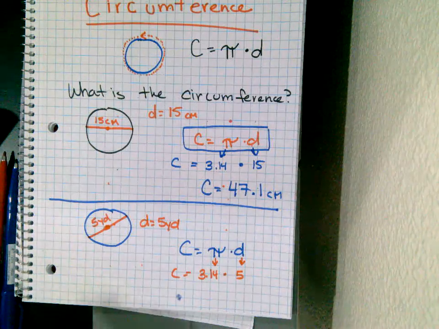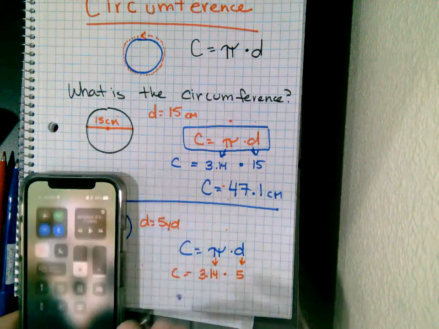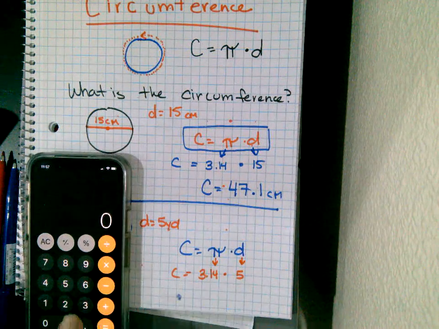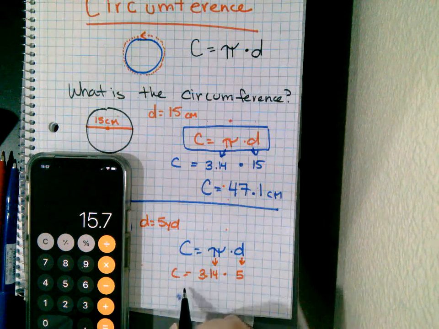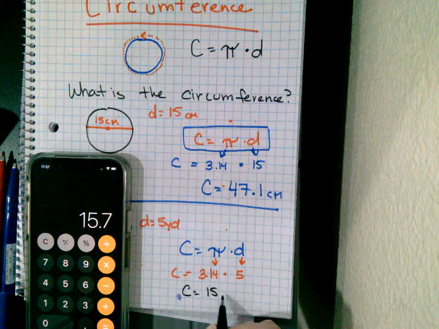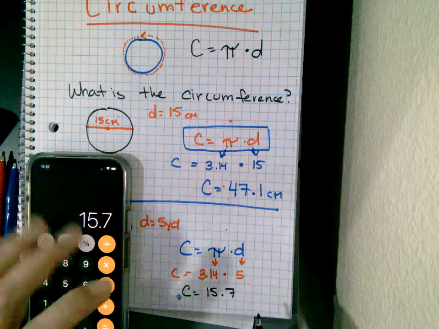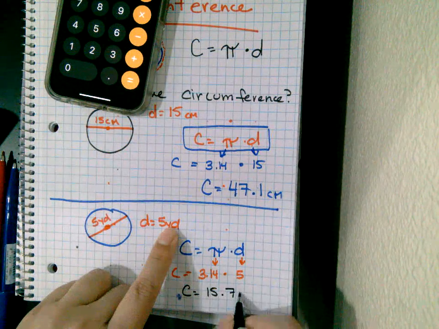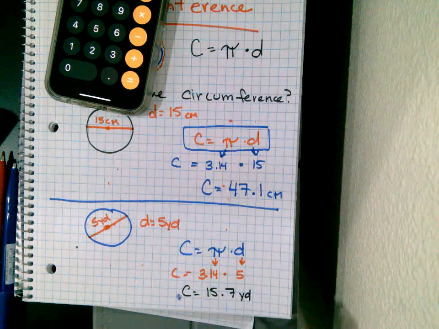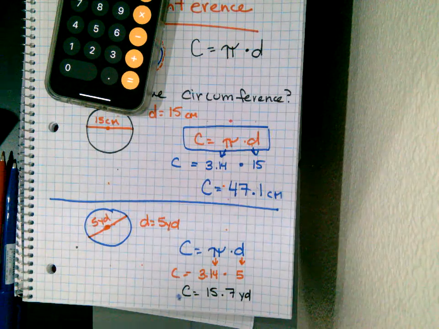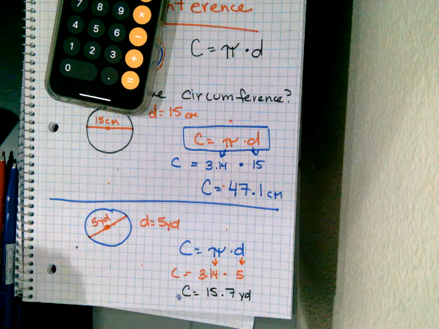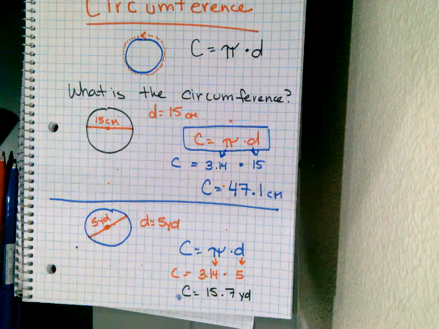I'm not asking you to do it on paper. I mean, you write it down, and then you go to your calculator. 3.14 times 5. So circumference is equal to 15.7. You just copy it from your calculator, and then you write your units. Yards. And that's it. This is circumference. Are we okay so far?